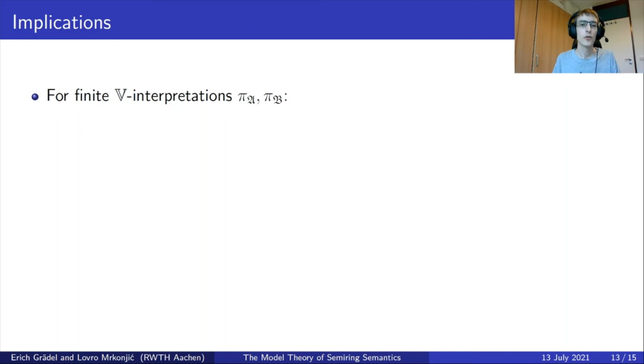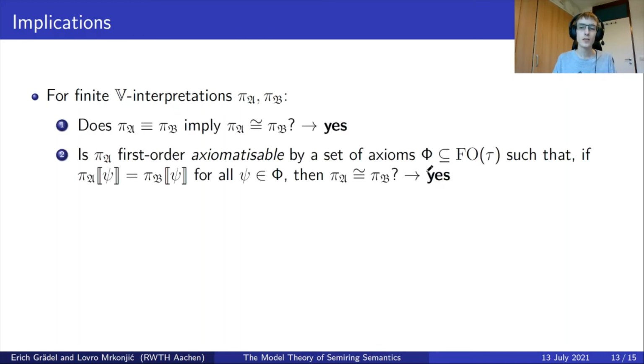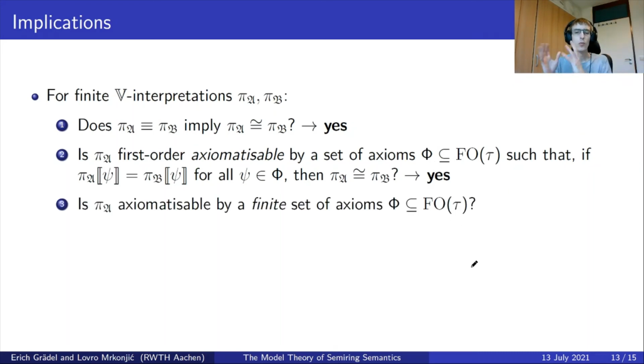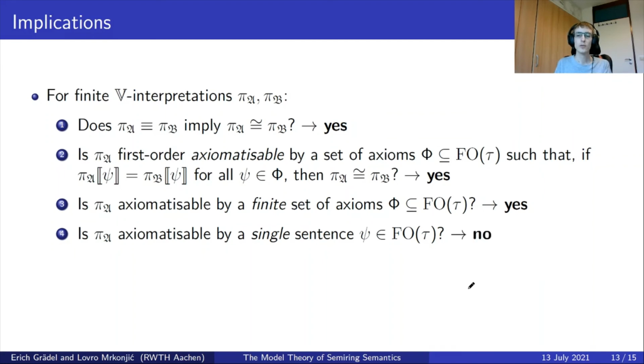Hence, for Viterbi interpretations, we can immediately answer the first two questions with yes, since we have found a system of axioms that characterizes one Viterbi interpretation up to isomorphism. But with a little more work, we didn't show it here, we can even build a finite system of axioms that does the trick. Like I hinted in the beginning, curiously, it's not possible to do it with a single sentence. So with a little linear algebra, we can prove that a single sentence never suffices to characterize a Viterbi interpretation.